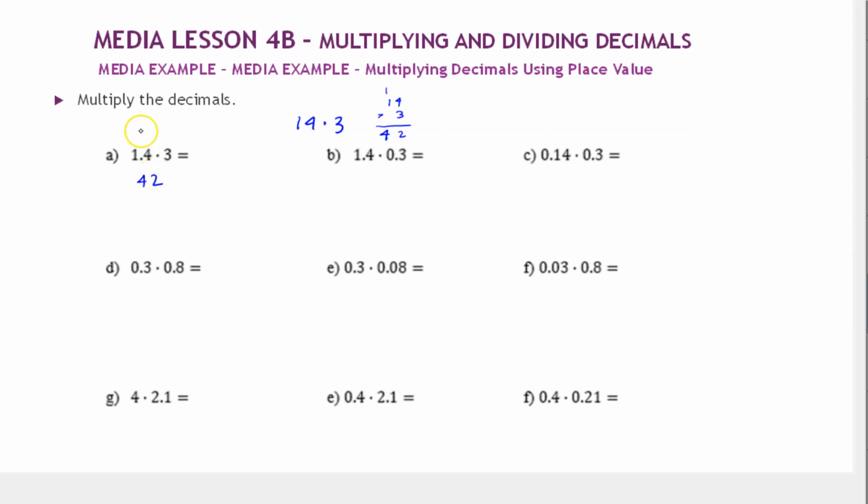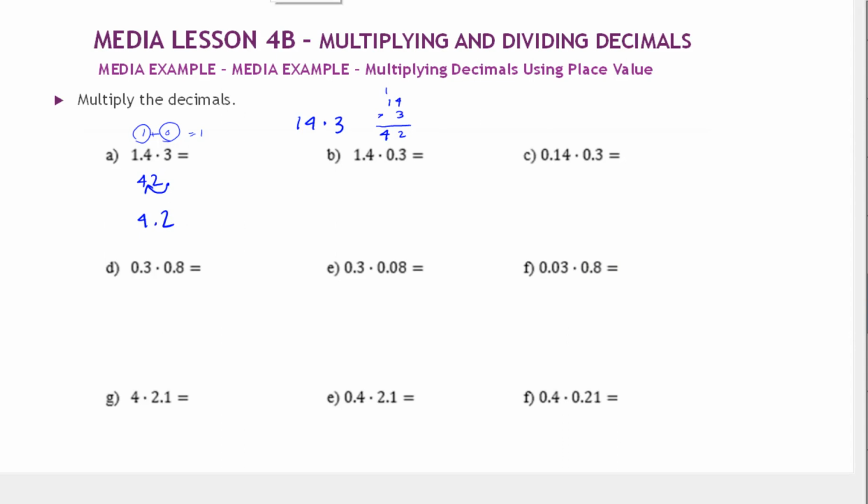So notice here we have 1 digit to the right of a decimal, and here we have 0 digits to the right of the decimal. So adding these together, it's a total of 1 digit needs to be to the right of the decimal. So we're going to start the decimal all the way to the right, and this is where we put it. So our answer is 4.2.